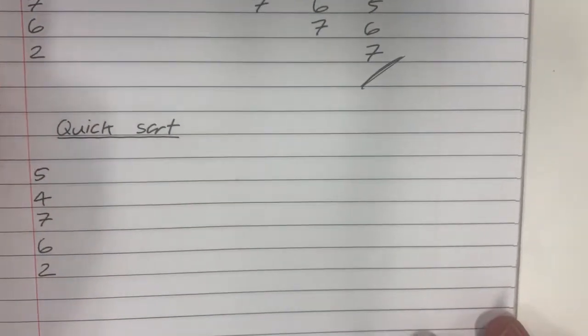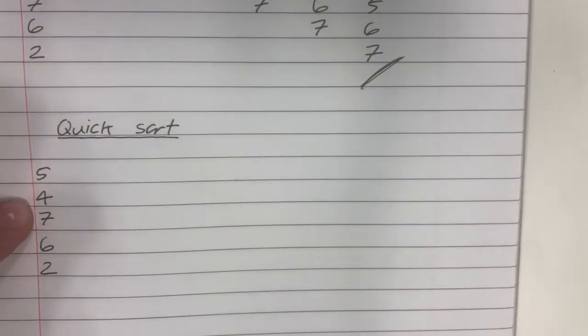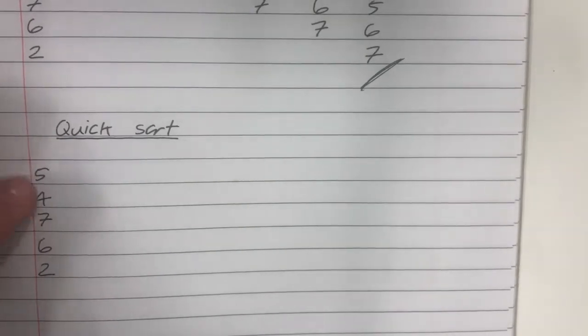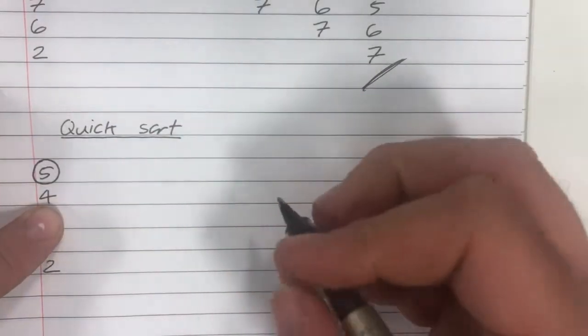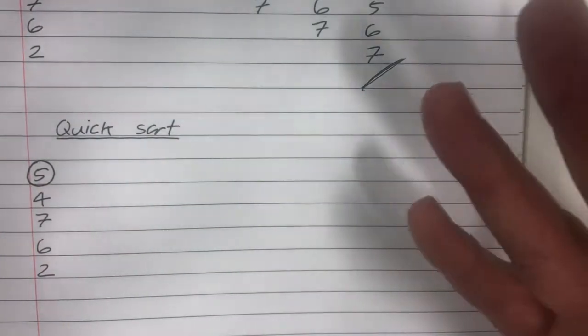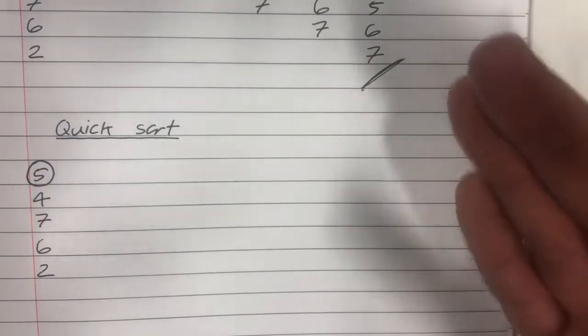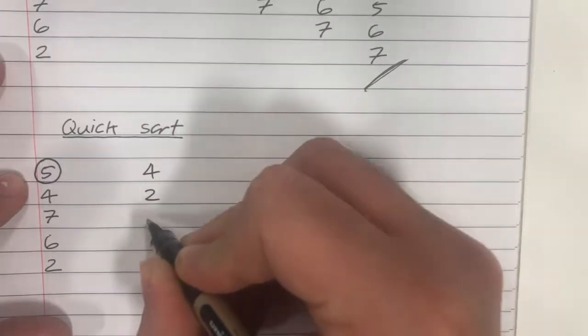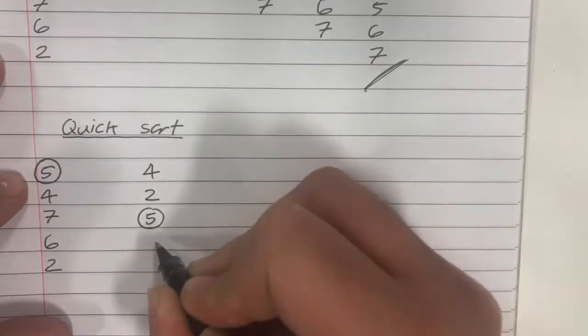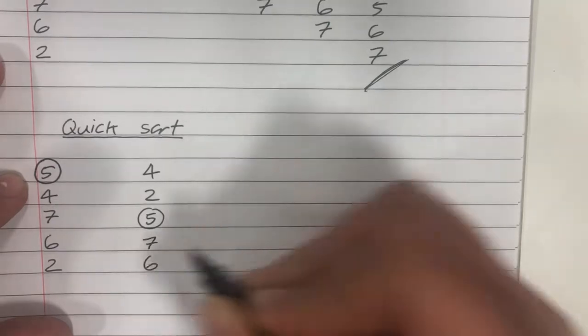And finally, the Quicksort. What we do is we take the group and we look at the first number and we make it a pivot. And we put anything that is smaller than the pivot above the pivot, and anything that is bigger than the pivot below the pivot. So in this case, 4 and 2 are both smaller than the pivot, and 7 and 6 are both bigger than the pivot.